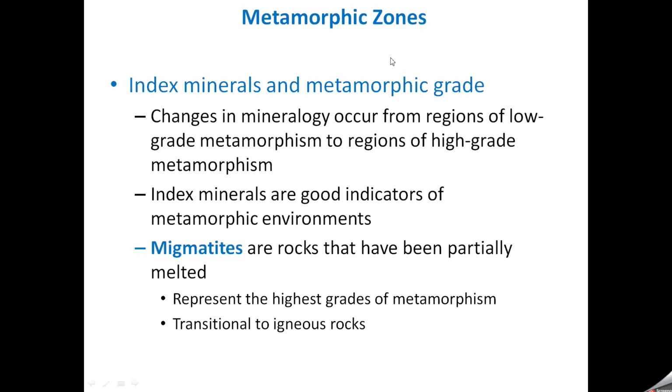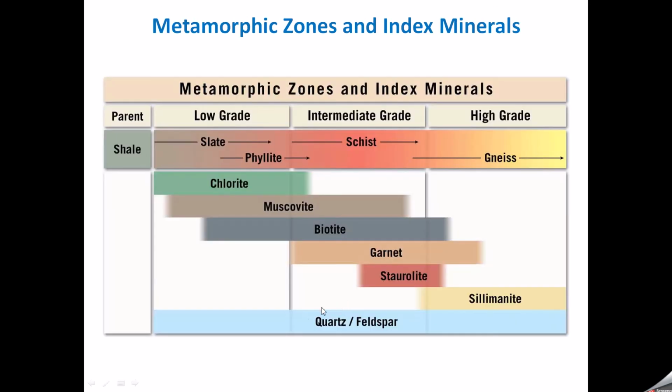Metamorphic zones, index minerals, and metamorphic grades. Changes in mineralogy occur from regions of low-grade metamorphism to regions of high-grade metamorphism. Index minerals are good indicators of metamorphic environments. And here we have migmatites. Migmatites are rocks that have been partially melted, not completely melted. They represent the highest grade of metamorphism, and they are a transition to igneous rocks.